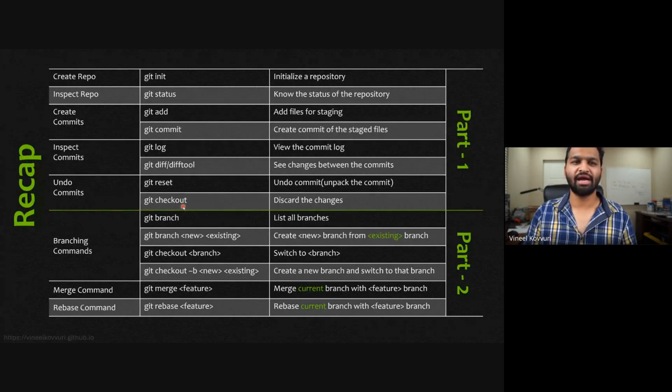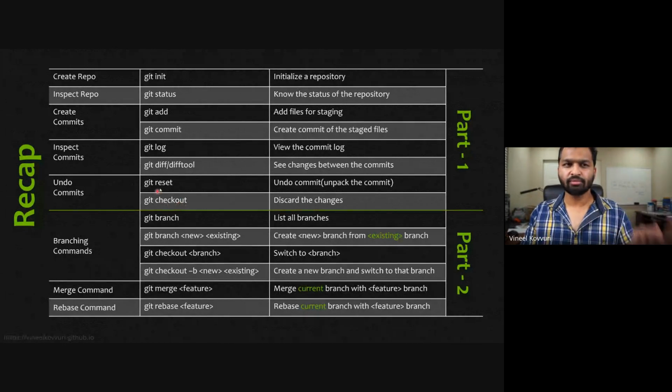So you accidentally added modified line 4, right? And you committed it by accident. Now what you do is you do git reset, and what it does is it will unpack the commit, but it doesn't discard those changes. So the changes will still be there. If you type git status, they will still be visible. In order to get rid of the changes, you use git checkout.